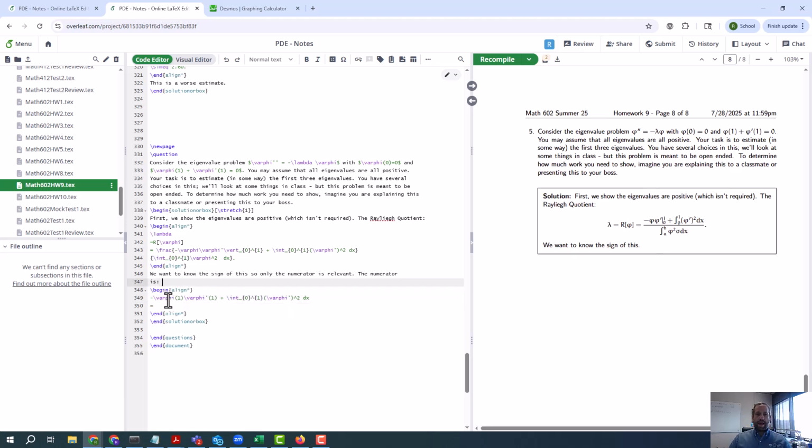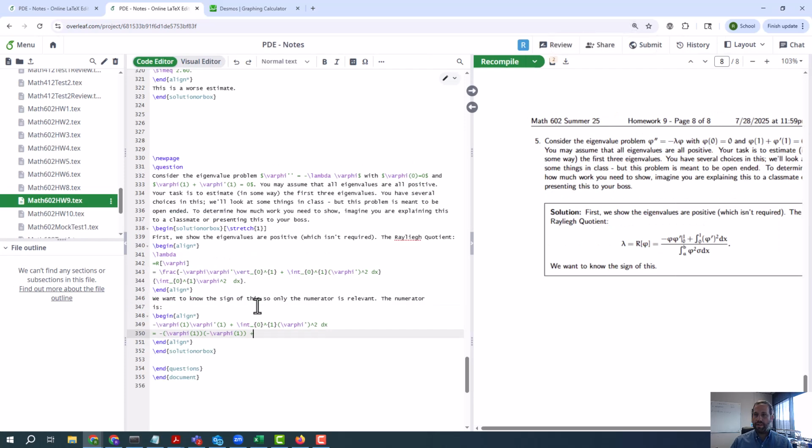But notice what's going to happen here. We know that phi of 1 plus phi prime of 1 is equal to 0. So in other words, phi of 1 is equal to minus phi prime of 1. Actually, let me do it the other way around. Phi prime is minus phi. So we're going to have this times minus that.